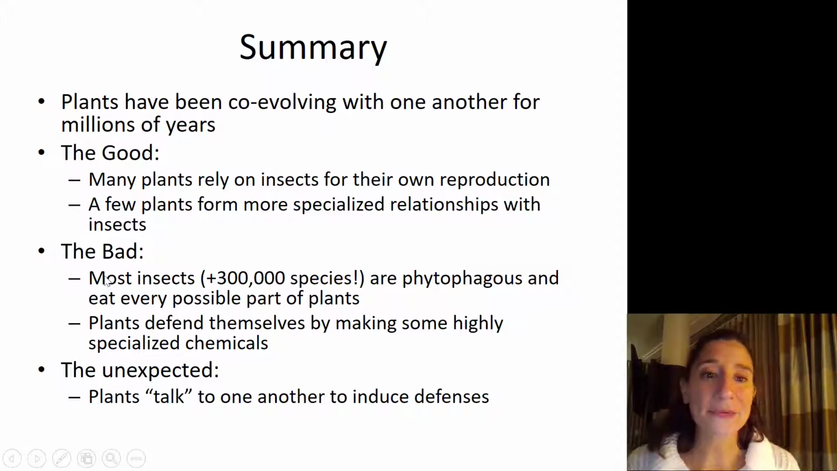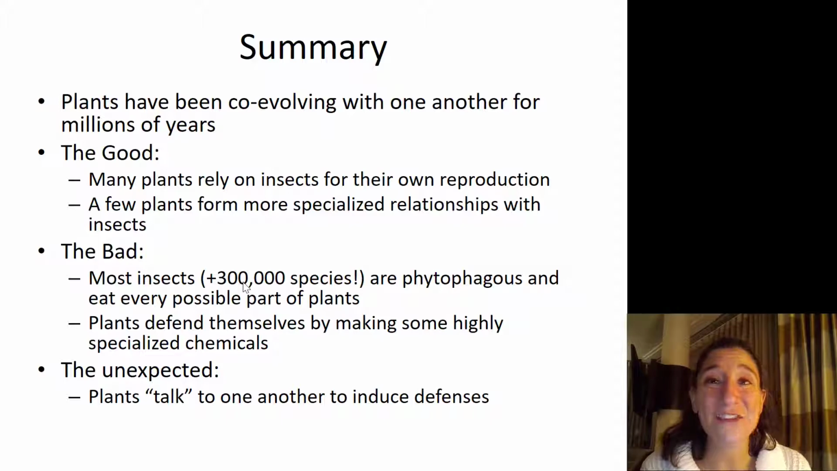So the bad side of this relationship is that most insects, over 300,000 species, are phytophagous, and there are examples of insects that eat every single part of a plant: the leaves, the stems, the roots, the fruits, right, and the seeds. And many plants can defend themselves by making some highly specialized chemicals. Plants truly are nature's chemists.